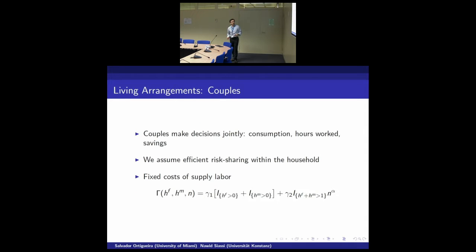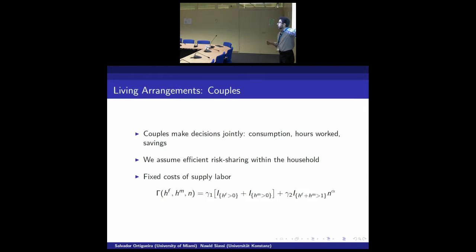Now, these are couples, either cohabiting or married. Couples are going to make decisions jointly. That is, they solve a joint maximization problem. We assume that they do risk sharing, and the risk sharing is going to be efficient in the sense that the allocations in the household are going to be in the Pareto frontier. And the fixed costs are going to be slightly different. The work-related costs are the same as for a single mother, because they have to buy transportation and clothing.